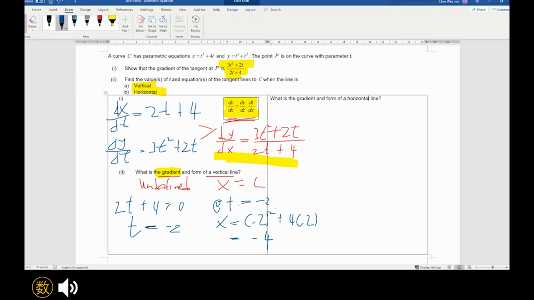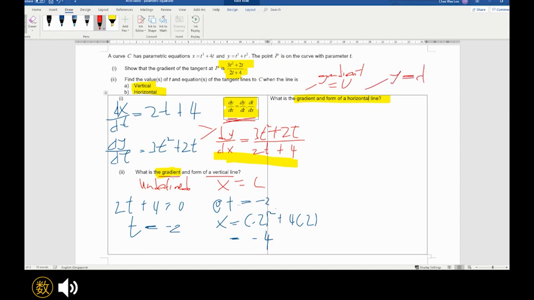So moving on to the last half of this question, what is the gradient and form of a horizontal line then? Again, the answers have been taught to you since secondary school days. For a horizontal line, the gradient is equal to 0, and the form of a horizontal line is y equals d.